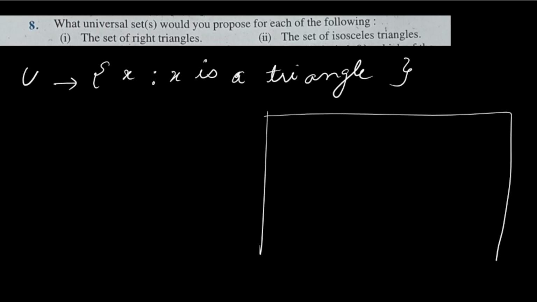Suppose this is a set of triangles. So this is a set of triangles. All the triangles, I'm writing as T. But basically we can write it as U because it's a universal set.